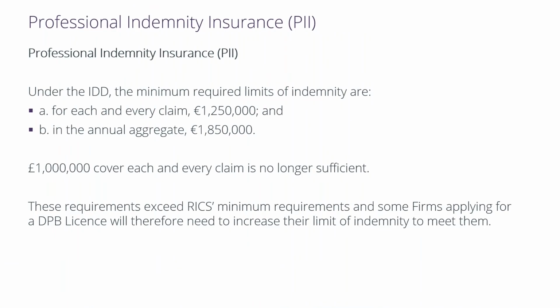Moving on to professional indemnity insurance. Prior to the 1st of October 2018, the professional indemnity limit was 1 million cover for each and every claim. This is no longer sufficient. Under the IPID, the minimum required limits of indemnity now are for each and every claim 1.25 million euros and to be in the annual aggregate of 1.85 million euros. Some firms applying for a DPB license have a PII limit of £1 million. This will not be adequate, and so the level of cover will need to be increased to meet the requirements.